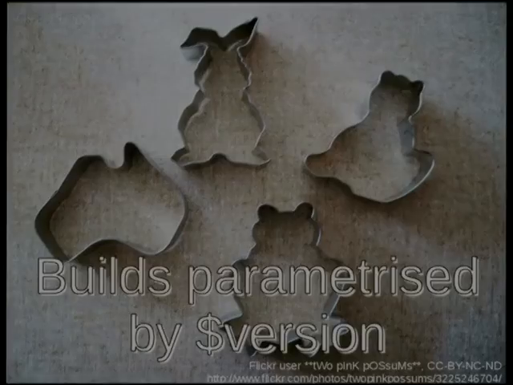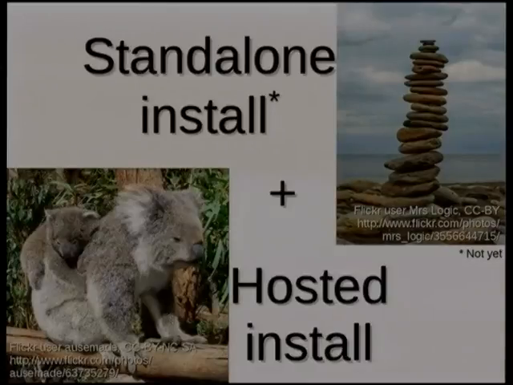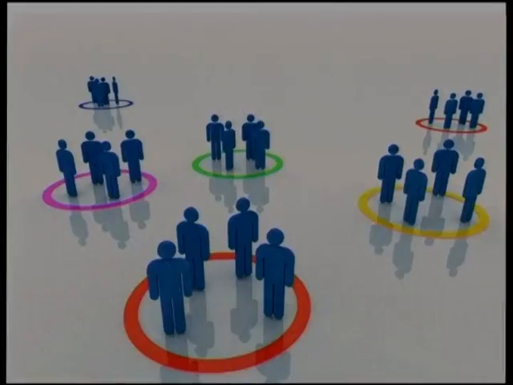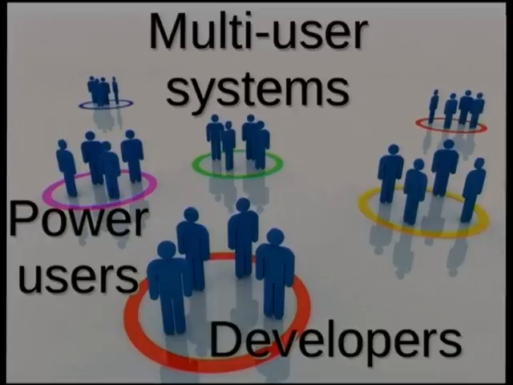Syzix's build system is highly parameterized by version. Most software, most of the time, the actual build process doesn't change from version to version. So you should just be able to hit build on the new version and get it. And there are 2 ways it can be used: either installed standalone as a full distribution, except you can't yet, or hosted. What this means is that because everything lives under /sw, it's independent of whether you run CentOS or SUSE or whatever. And the target audience is multi-user systems, so large sites running single shared login systems, power users and developers.